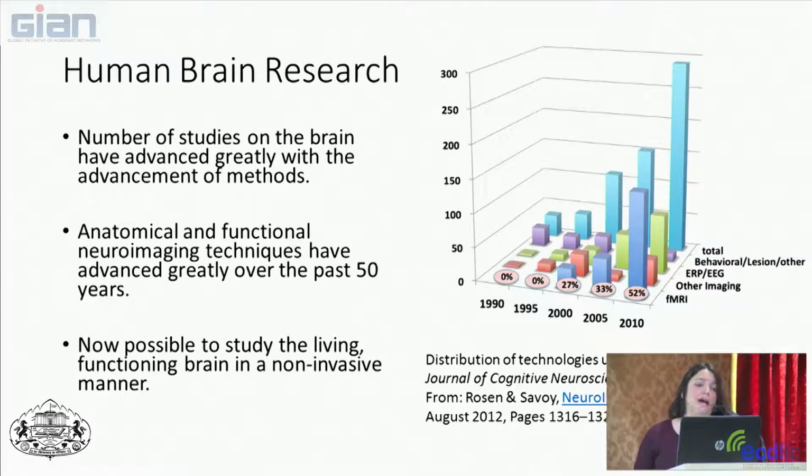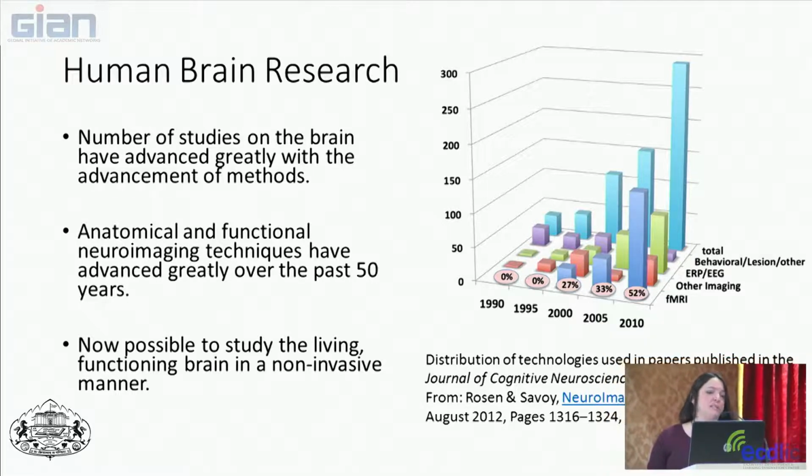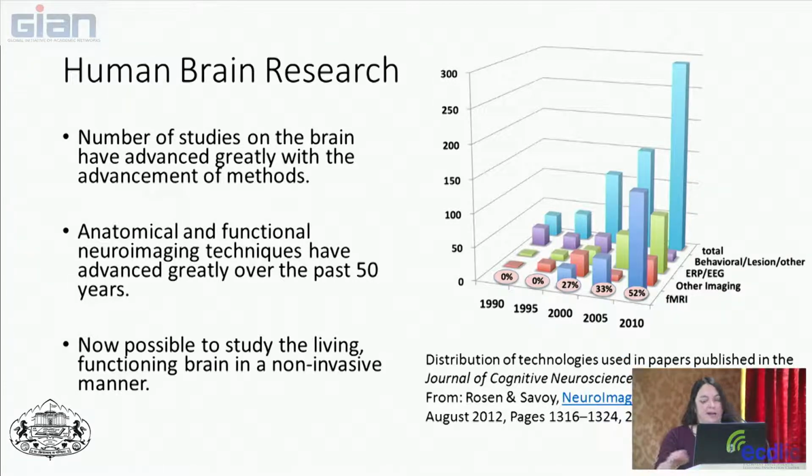The number of studies on the brain has advanced greatly with advancements in methodology, particularly in anatomical and functional neuroimaging techniques. So here's a little plot that I found in a journal paper that shows the amount of brain research from 1990 to 2010. And you could see in 1990 there were a very limited number of brain studies, and some of these techniques we're going to talk about, fMRI, other methods, EEG, behavioral studies, because now where it wasn't possible before, it's now possible to study the living, functioning brain in a non-invasive manner.